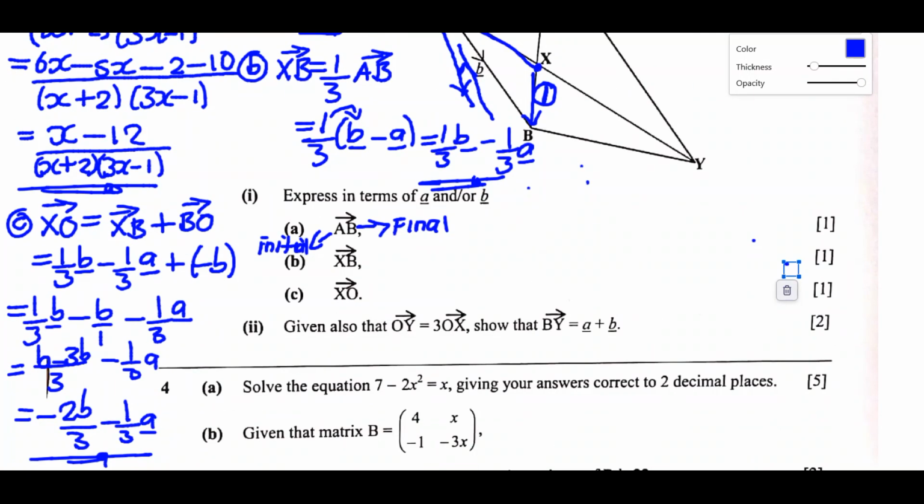Okay, so for this one, given also that OY is equal to 3OX, show that BY is equal to A plus B. So first let's find this OY. So do we have OX? Yes, we have OX. So this is our XO.